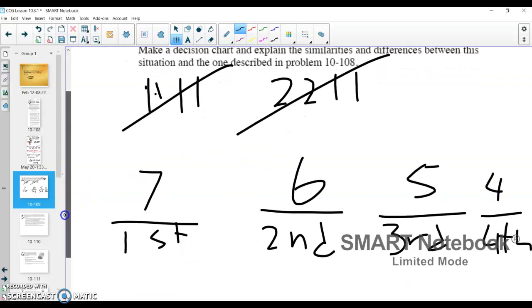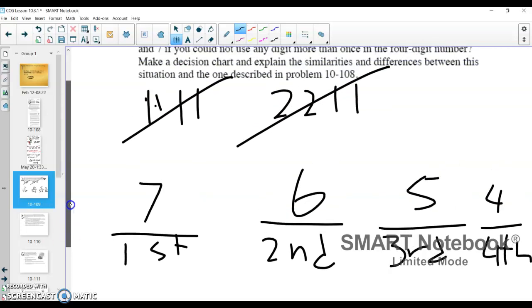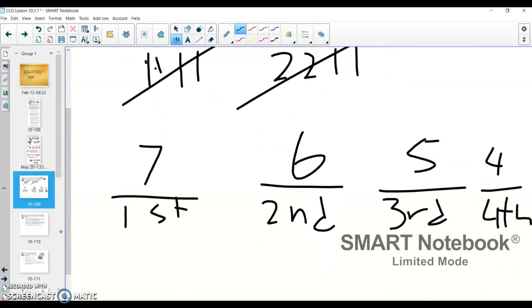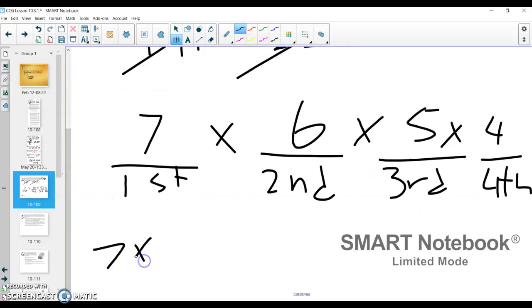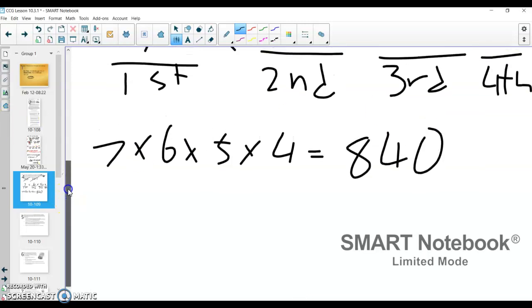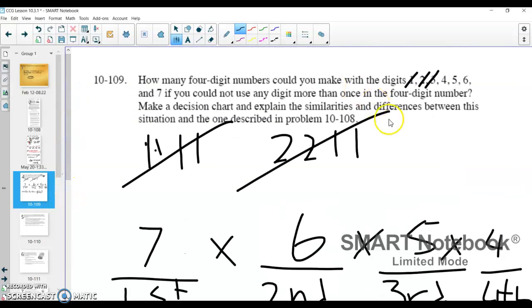All right. Now, this works like our last decision chart. If we want to find the possible outcomes, the size of our sample space, we just multiply down our decision chart. So 7 times 6 times 5 times 4 gives me an answer of 840 possible choices, which you can see is quite a bit less than when we can actually repeat numbers. That's quite a bit less than the 2,401 we saw. And then if we're talking about similarities and differences, I will do that quickly in the second video.